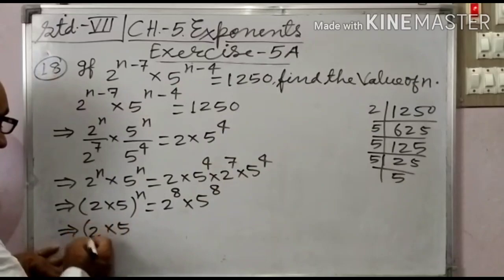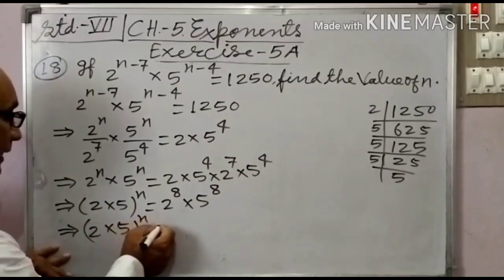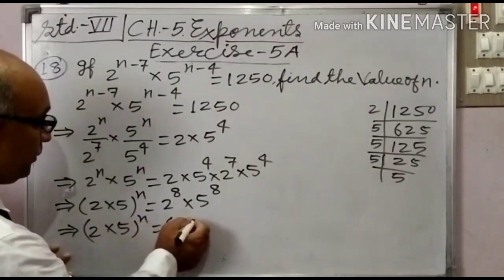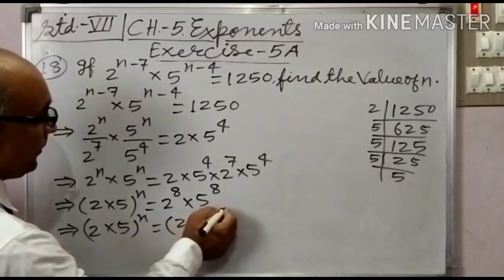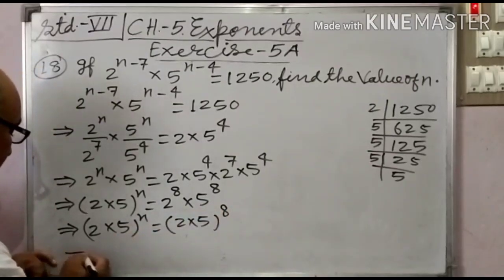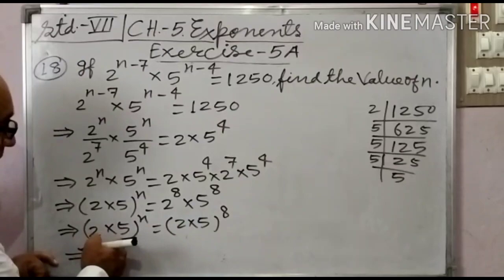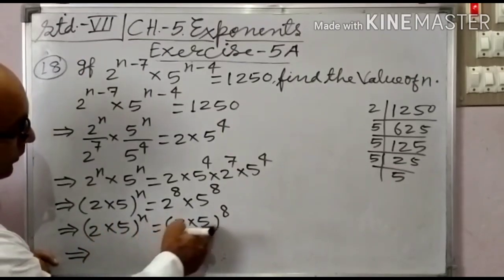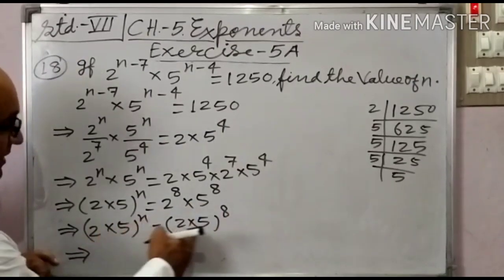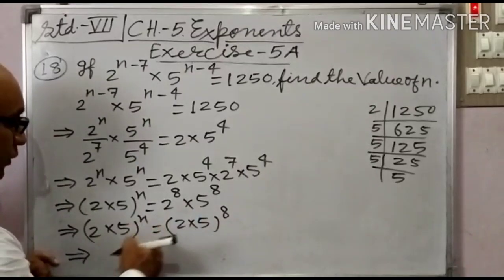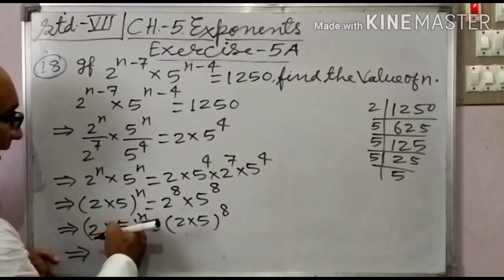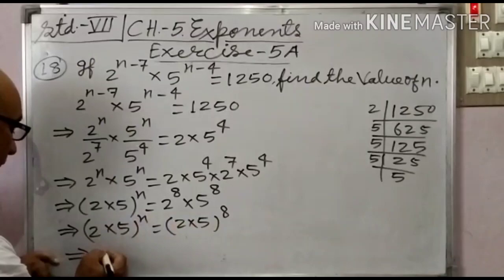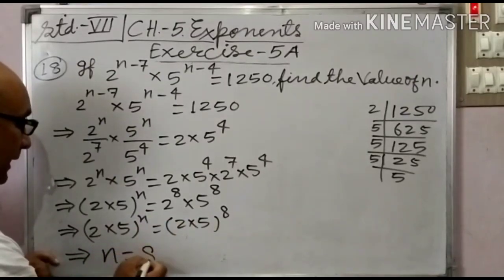2 into 5 to the power n equal to 2 into 5 to the power 8. That implies bases are same or equal, so indices are also equal. That implies n equal to 8.